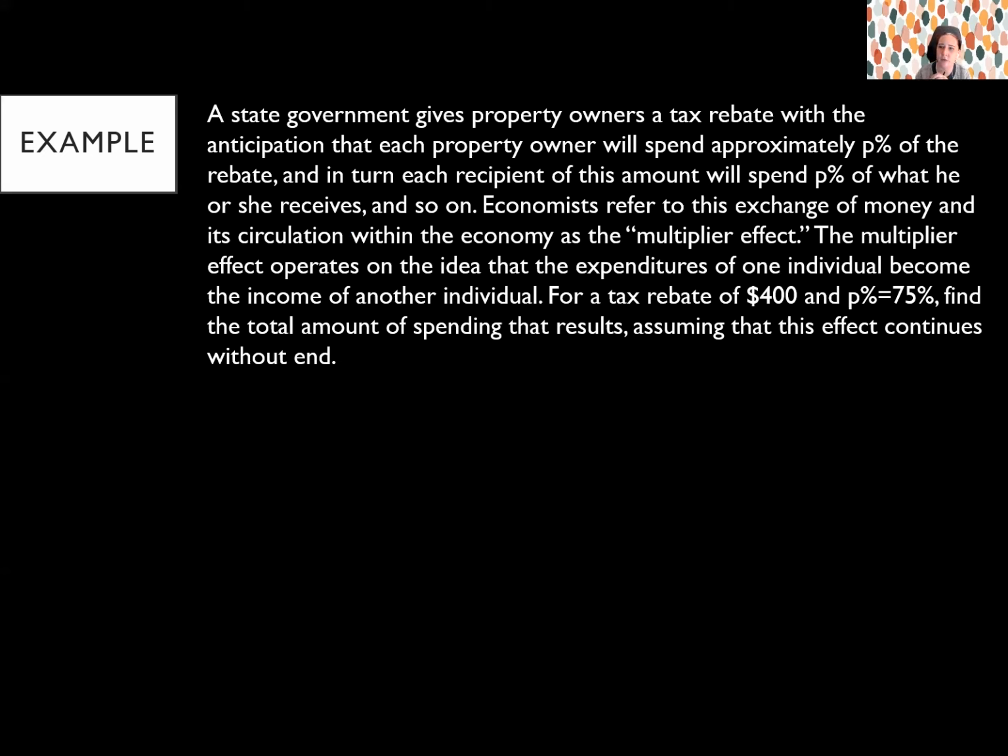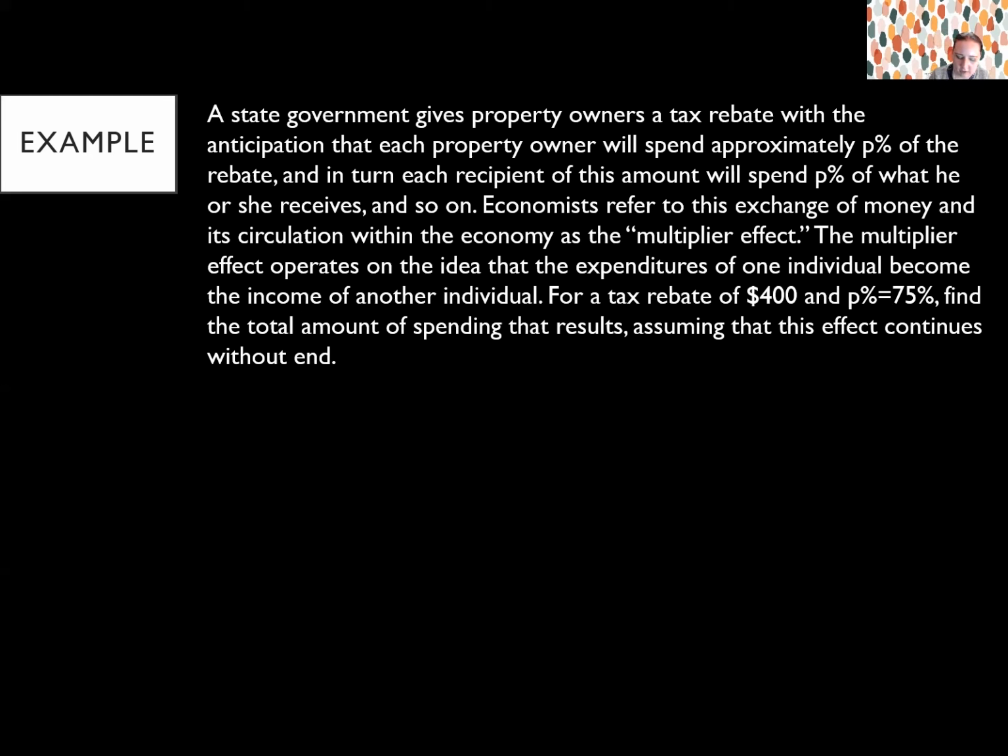So economists refer to this exchange of money and its circulation within the economy as the multiplier effect. The multiplier effect operates on the idea that the expenditures of one individual become the income of another individual. So for a tax rebate of $400 and the percent being 75%, find the total amount of spending that results, assuming that this effect continues without end.